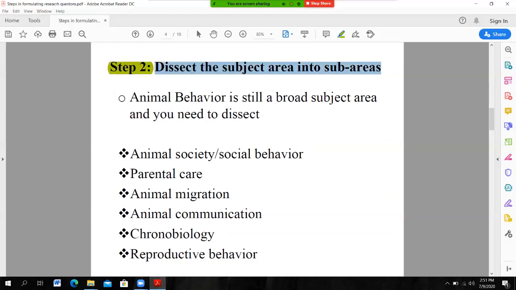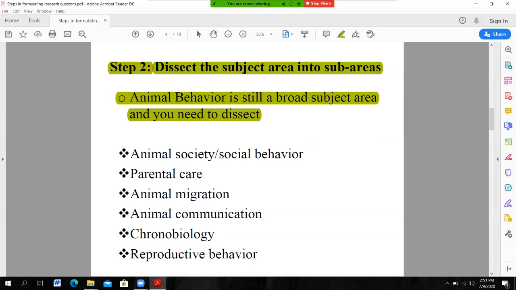dissect the subject area into sub areas. For example, animal behavior is still a broad subject area. So the researcher needs to dissect or further classify that major area into further sub areas. So in step 2, the major area must be divided into sub areas. For example, animal behavior is the major area.